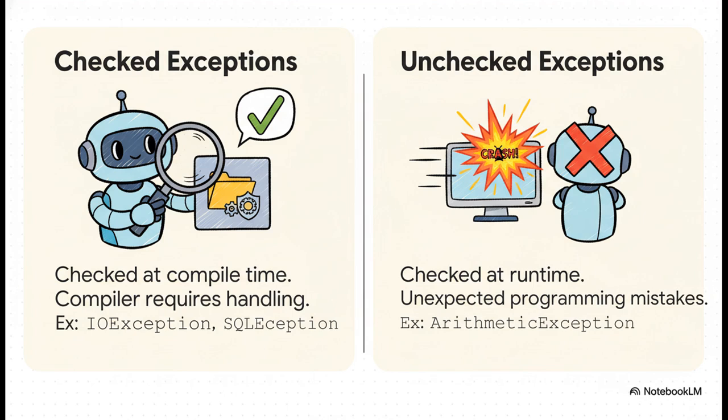On one side, you have checked exceptions. The Java compiler is actually smart enough to know that certain things are risky, like trying to read a file that might not be there. So it forces you, at compile time, to deal with that possibility. Then on the other side, you've got unchecked exceptions. These are the surprises that happen at runtime, often because of a bug, like the division by 0 we saw. The compiler won't force you to handle them, but you really, really should.